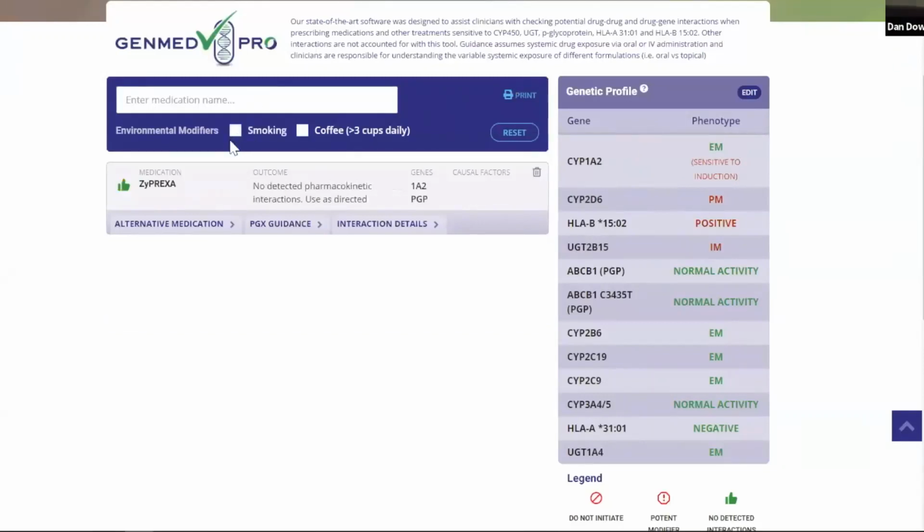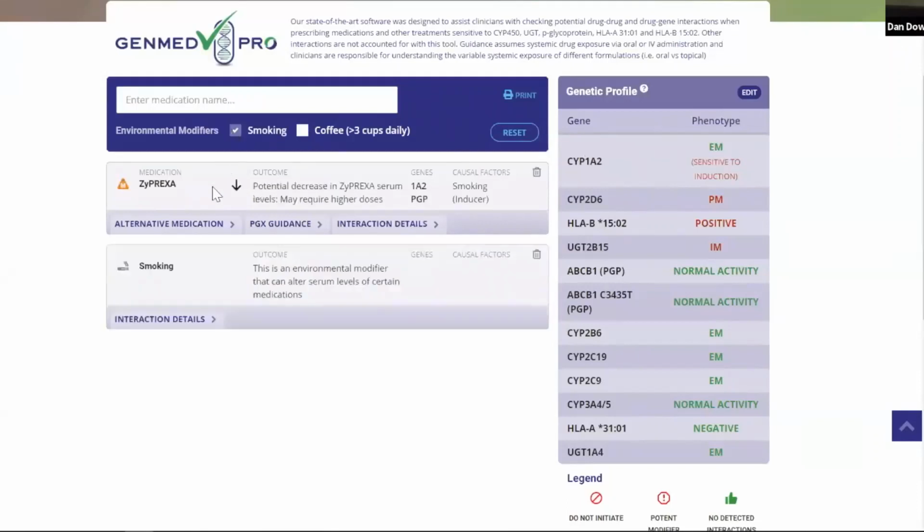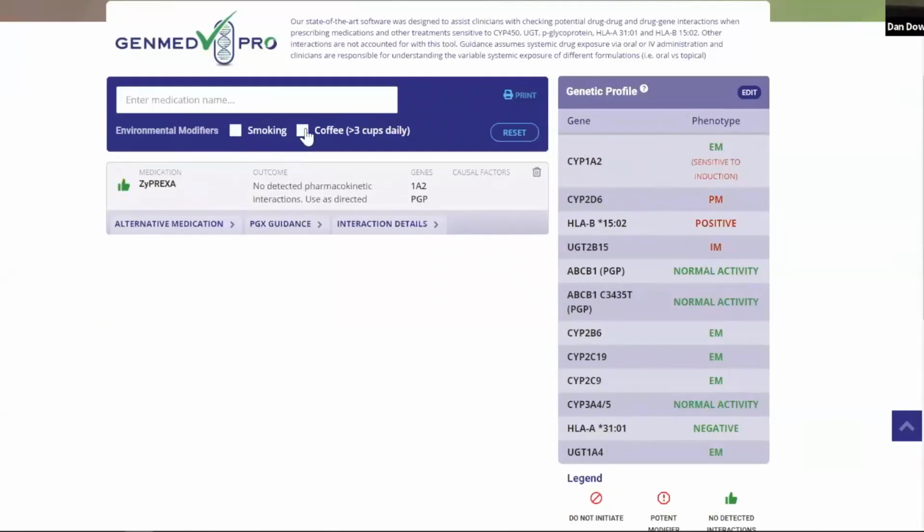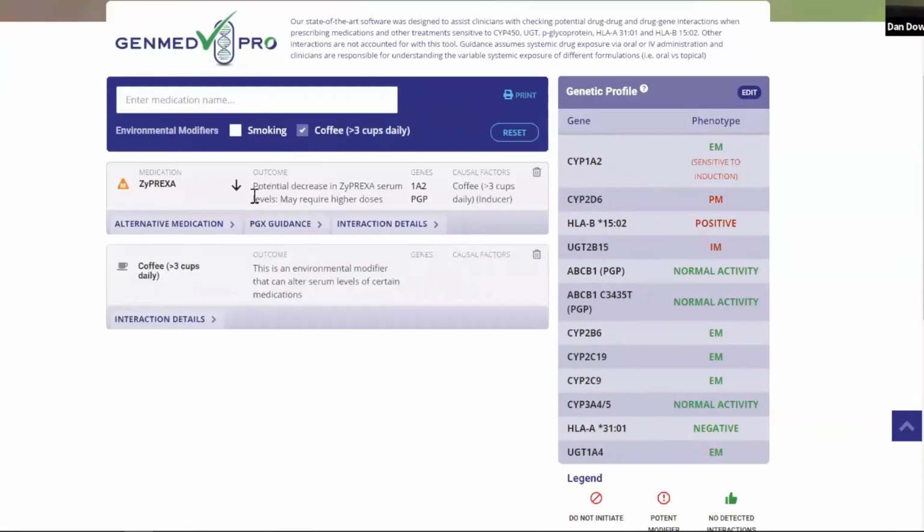So if I get rid of the smoking, people with this CYP1A2 genotype are normal metabolizers, but they are sensitive to the induction of this enzyme. So if I add some smoking on board, that drops blood levels. If I add coffee on board, and when I say that, I mean greater than 3 cups of coffee a day, that can lower Zyprexa levels also.